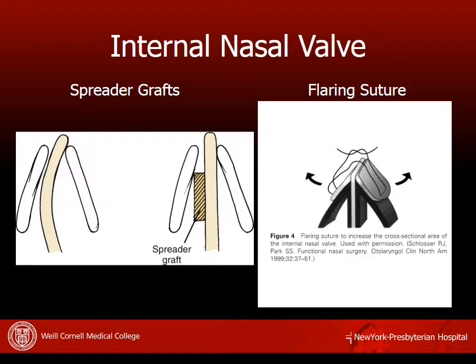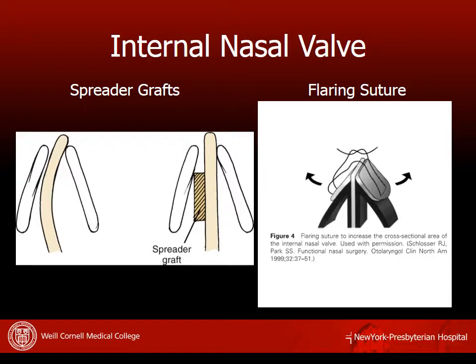The internal nasal valve is usually addressed surgically with either spreader grafts or a flaring suture. In spreader grafts, you're taking a piece of cartilage, usually from the septum, that's fashioned to be placed between the upper lateral cartilage and the septal cartilage. So a plane has to be developed between those two areas. And once you've tucked the spreader graft into that angle between the upper lateral cartilage and the septum, you have essentially created a slightly larger internal nasal valve as well as stabilized that angle.